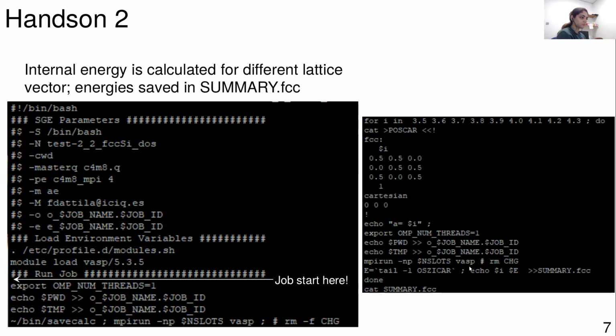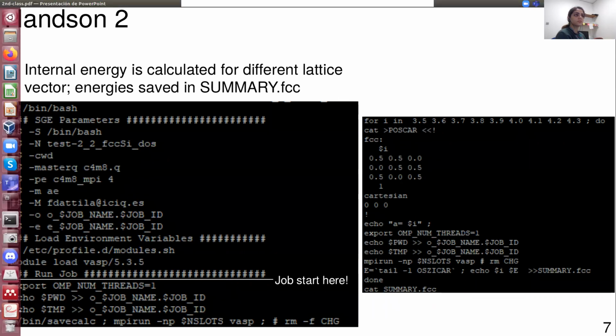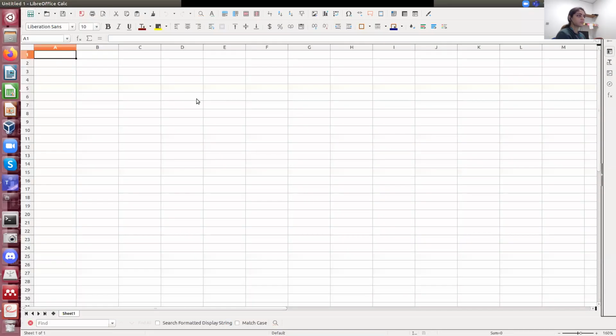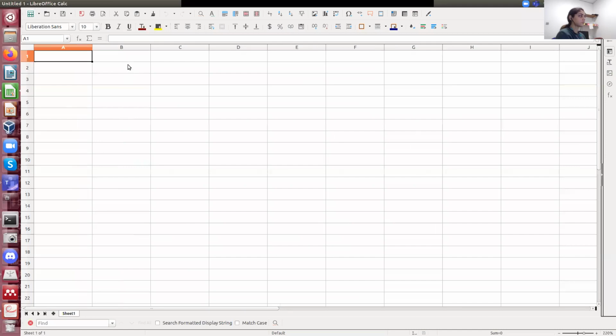Then you print somewhere, in this case I printed in summary.fcc, you can print where you want, the energy, plus also the lattice vector, because you want to have two columns. You want a text file, the summary.fcc, with the first column having the lattice vector, so 3.5, 3.6, 3.7, 3.8. And in the second column, the energy, because then you can open it, and it's really easy to do. I suggest, for people that use Linux, to do it here, no need to use Excel because this is rather stable.